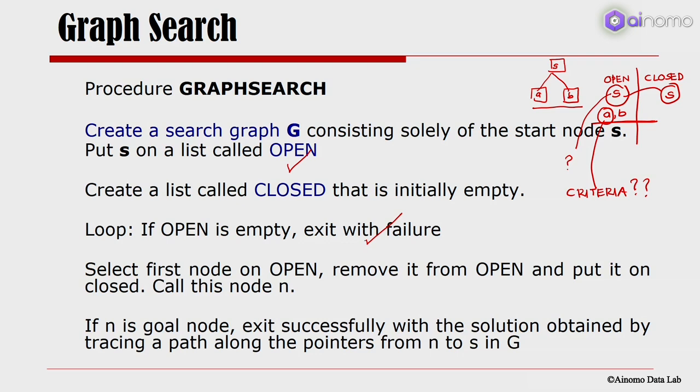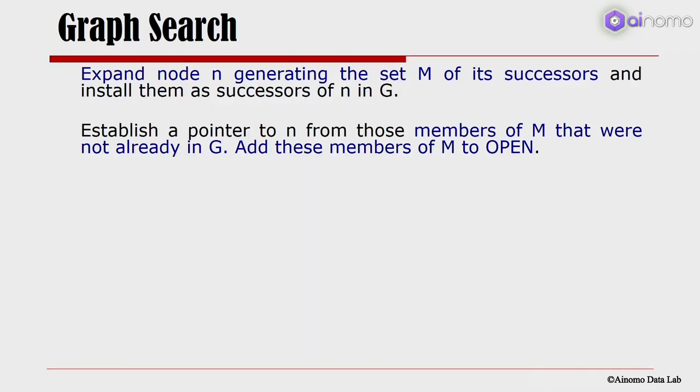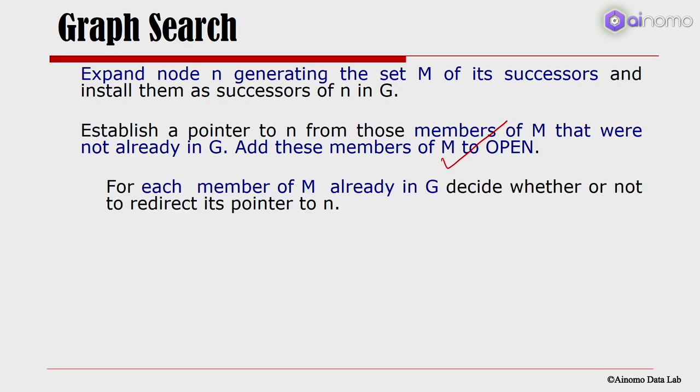So basically you create a list called closed that is initially empty, and you take the first node on open, remove it from open and put it on closed. Then if n is the goal node, we have nothing to do, we exit immediately. Else we expand the node n, generating the set M of its successors. We install them as successors of n in the open list. So add these members of M to the open list and then expand them further.